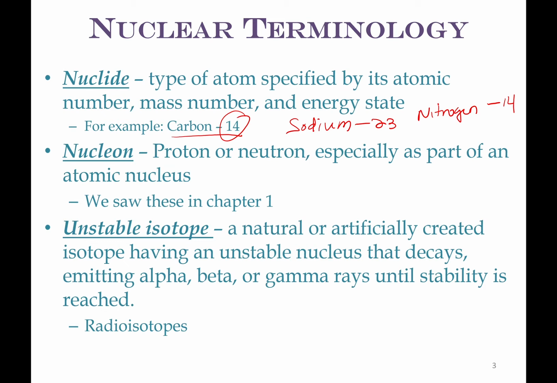A nucleon is a proton or a neutron. It's part of the nucleus, so it does not include the electron. So nucleons are those particles that are found in the nucleus.